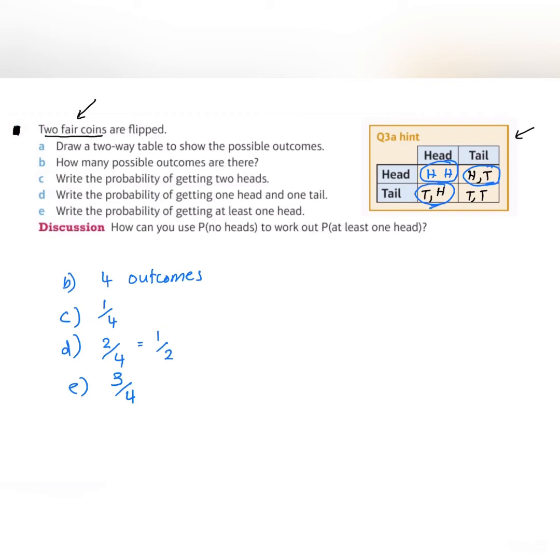Okay, the discussion part says, how can you use the probability of no heads to work out the probability of at least 1 head? No heads means they both have to be tail and tail. So the probability of that would be 1 out of 4. That means to have at least 1 head, it would be 1 take away a quarter, which is 3 quarters. So same answer, but in a slightly different way.